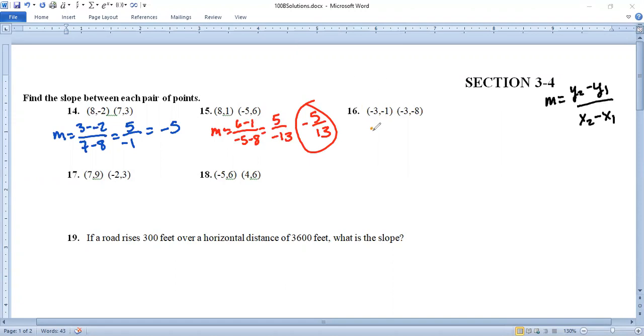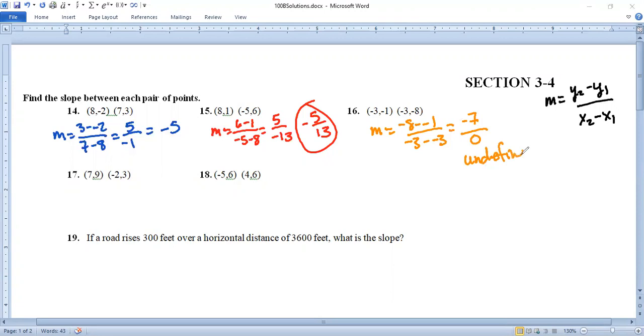Slope is negative 8 minus a negative 1 over a negative 3 minus a negative 3. That is negative 8 plus 1 is a negative 7 over negative 3 plus 3 is 0. Try to simplify that in your calculator and you get this as undefined.